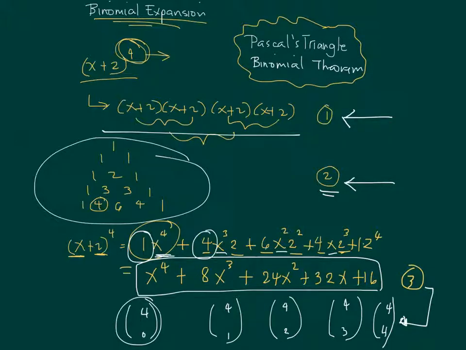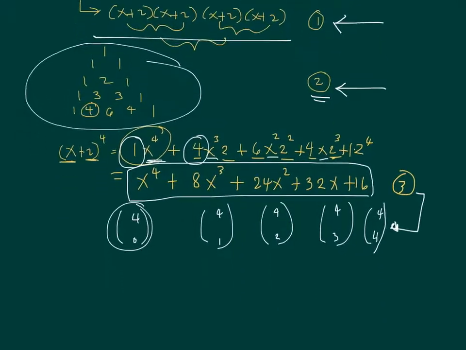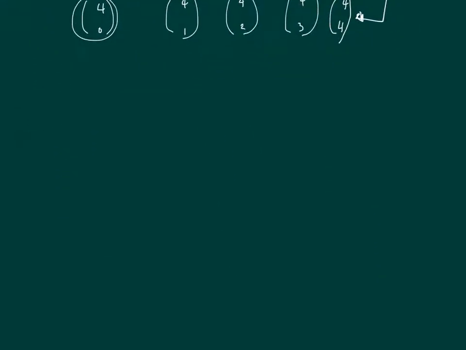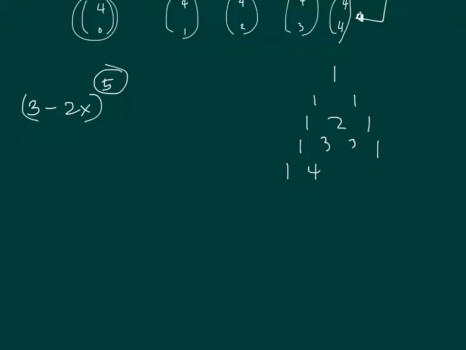Okay, let's look at more complex examples. Not really that complex, but let's put some negative signs. Suppose I have 3 minus 2x to the 5th. So 5 is not yet a big number, so maybe we can proceed with Pascal's triangle. So 1, 1, 1, 1, 2, 1, 1, 3, 3, 1, 1, 4, 6, 4, 1, 1, 5, 10, 10, 5, 1. You see? So that's a 5. So you end at 5.